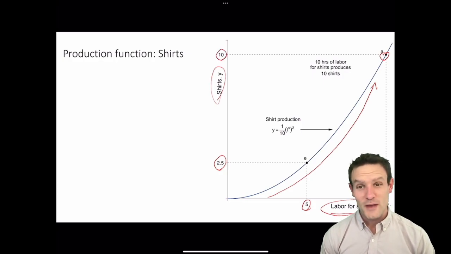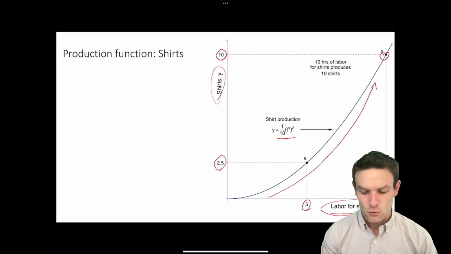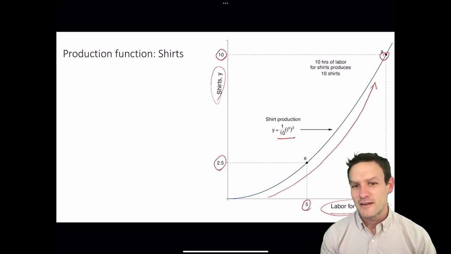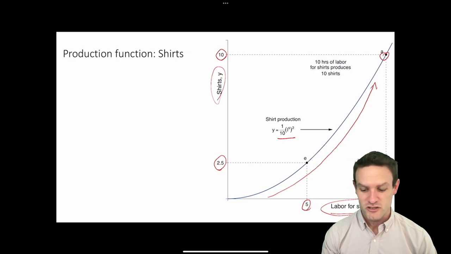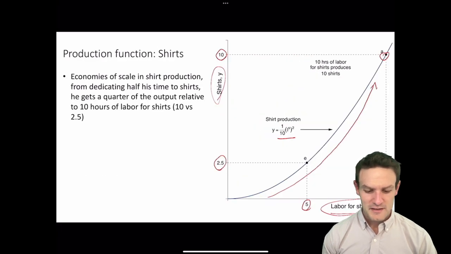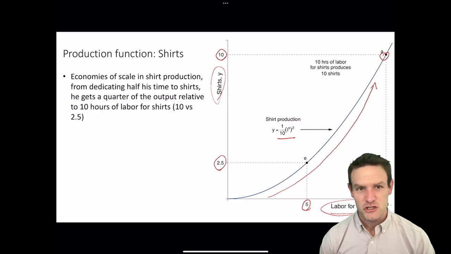Okay, and so what do we have there? The production function for shirts is quadratic. It's raised to the power 2, and it's basically 1/10 the labor dedicated to shirts squared. Okay, so if I dedicate 10 hours, 10 squared is 100, divided by 10 is equal to 10. If I dedicate 5 hours, that's 5 squared, which is 25, divided by 10 is 2.5. Okay, so when I think about this, we've got economies of scale in shirt production.